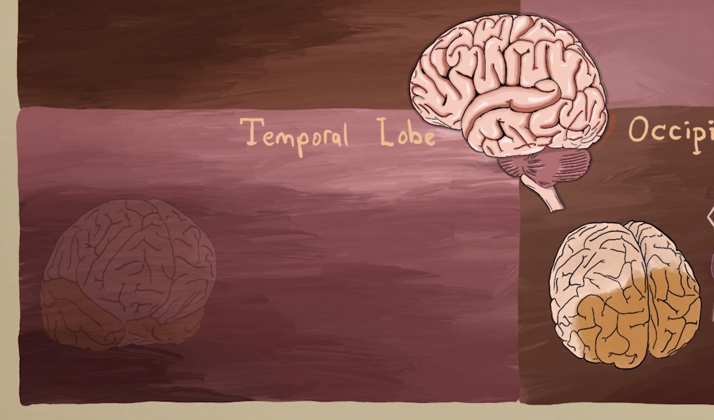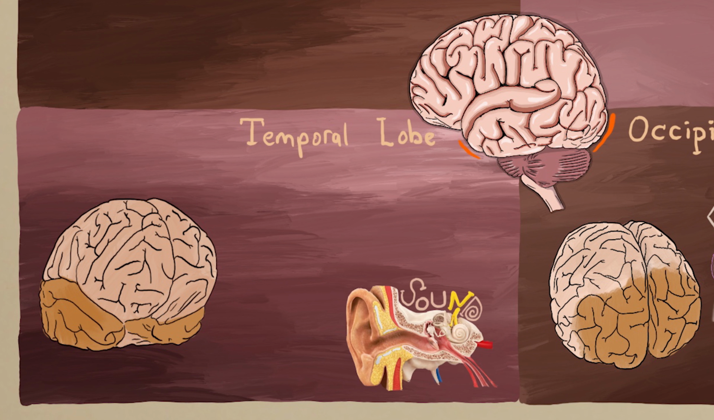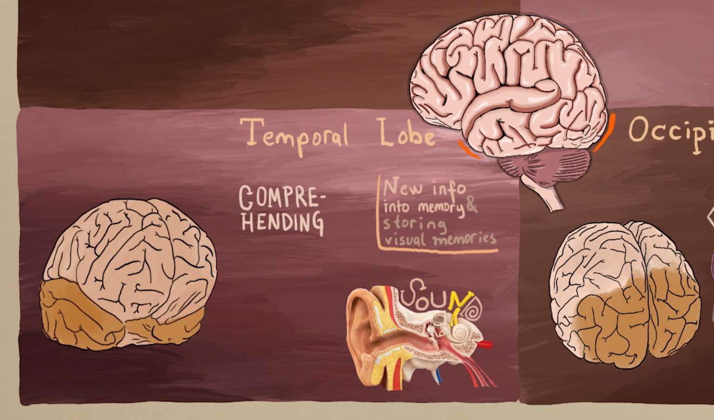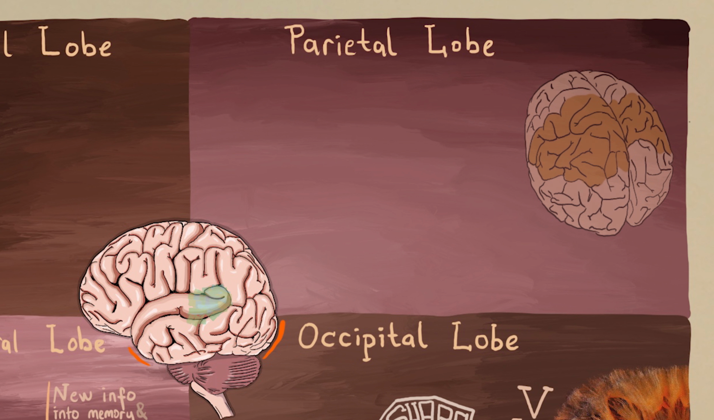The temporal lobes are in front of the ears, and they play a key role in processing sound, straightforward, but also they are involved in entering new information into memory and storing visual memories and comprehending language. Basically, the temporal lobes are important in hearing, in memory, and language. Auditory information and sounds come to the temporal lobe and are processed here. And in this area, the superior temporal gyrus is involved in the comprehension of language. This is Wernicke's area.